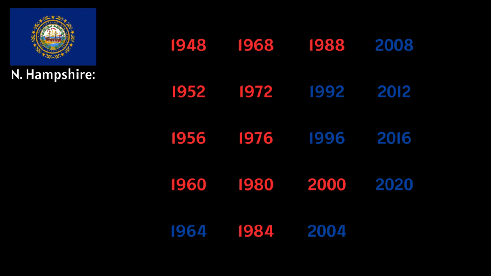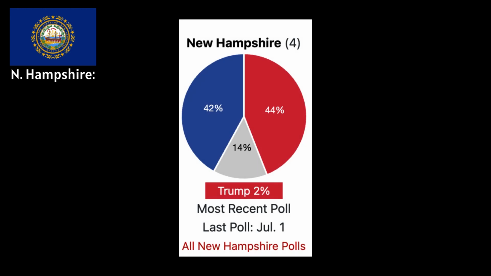But New Hampshire has voted blue in every election since 2004. Although in recent years a Democrat stronghold, some analysts are predicting that New Hampshire may flip in the 2024 election.